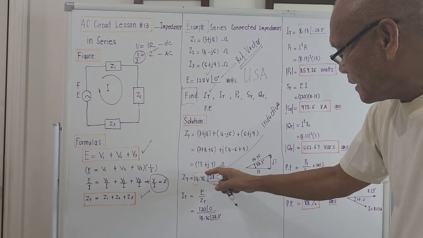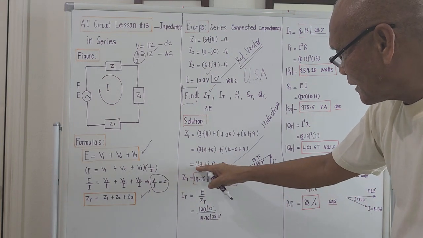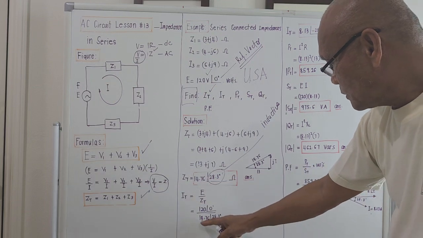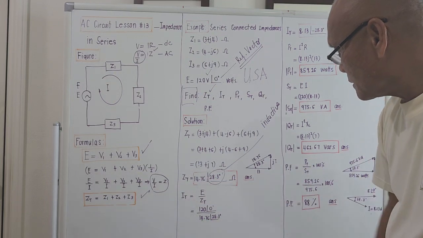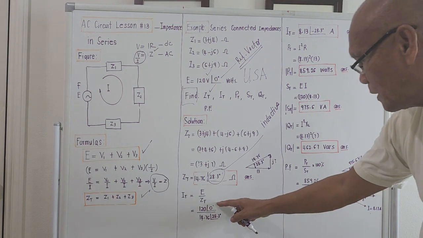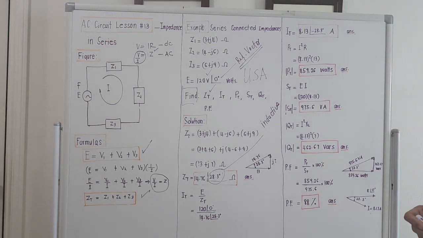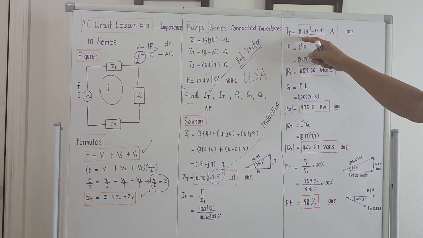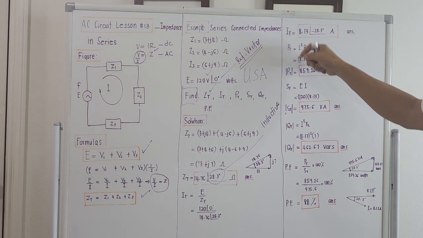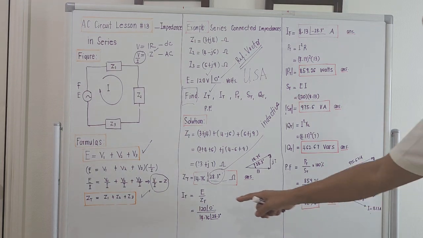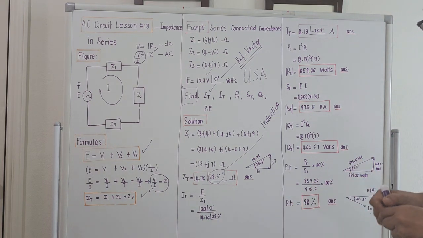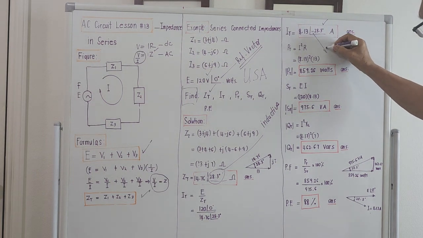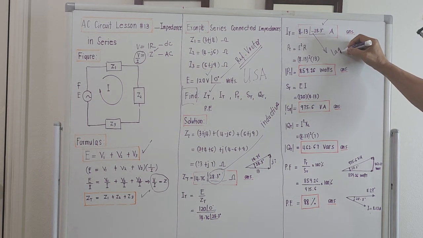Take the magnitude in the polar form, not the real part or the imaginary part. It should be this 14.76. So this should be 14.76 angle 28.3 degrees. Performing the polar division, the magnitude will be the ratio 120 over 14.76, which is 8.30 amperes. And the resulting angle of the current, 0 minus 28.3, is minus 28.3 degrees. So this negative sign here means lagging current.